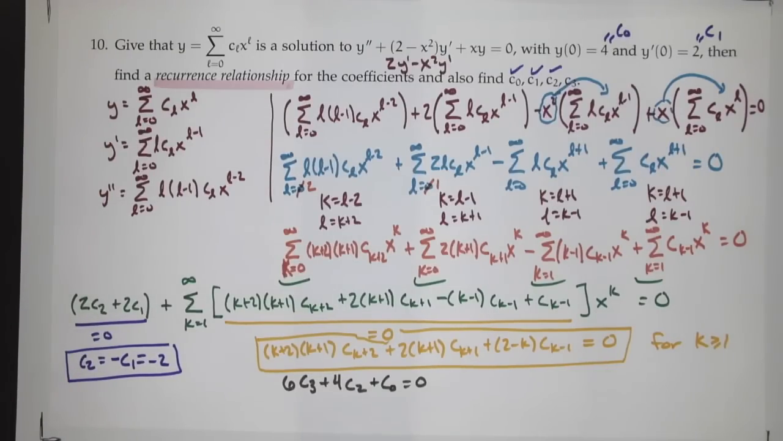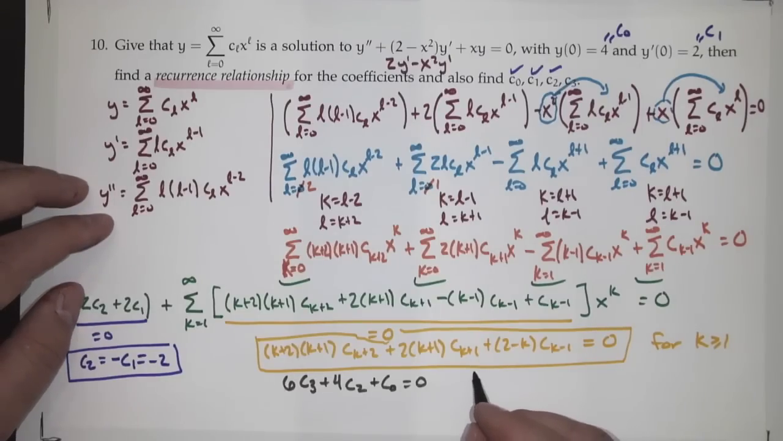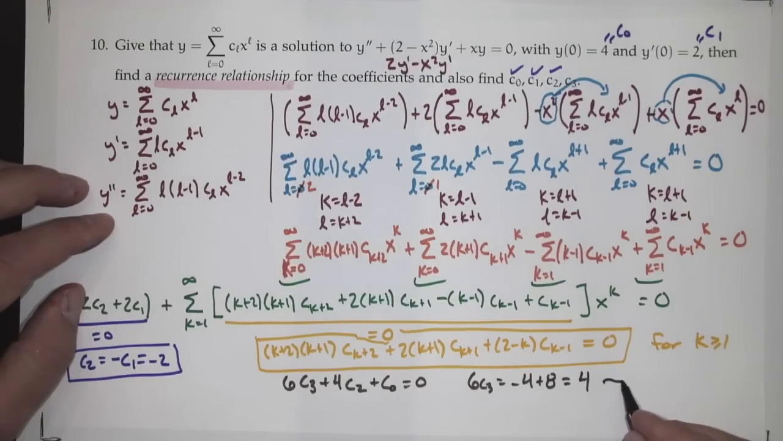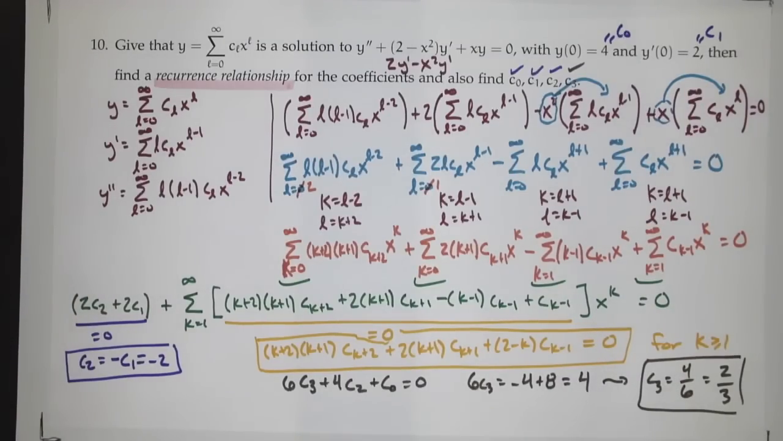But we know C0. And we know C2. So this becomes 6C3 minus 4 C2, which is, well, it's minus 8. Move it across, it's plus 8. So you get 6C3 is equal to 4. So that tells us that C3 is 4 over 6, or 2 over 3. And we found our last piece. Done. Done. All right.